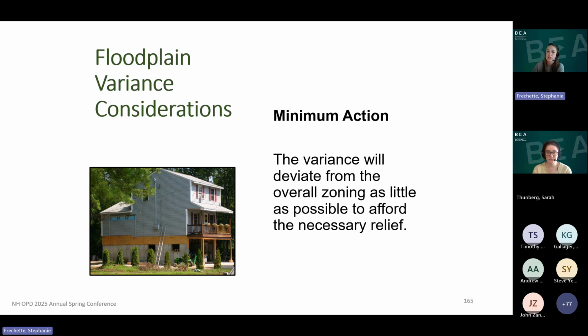The point of a variance is to offer a relief to an existing floodplain management regulation when there is no other option. The variance allows a deviation from the overall zoning ordinance and should deviate as little as possible, as minimal as possible to afford the necessary relief.